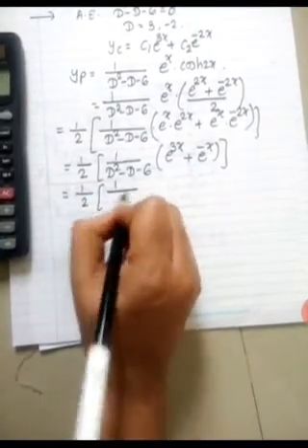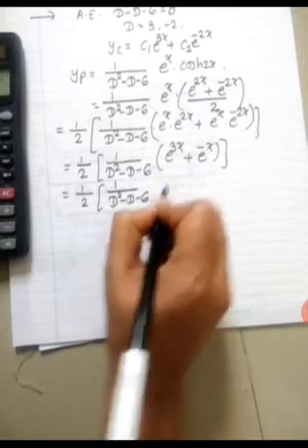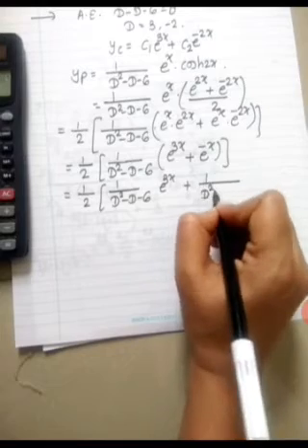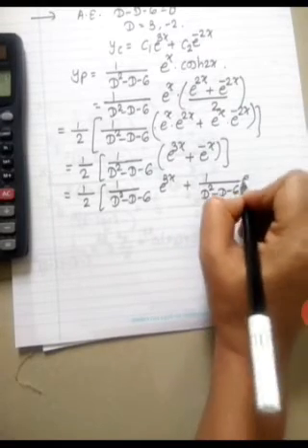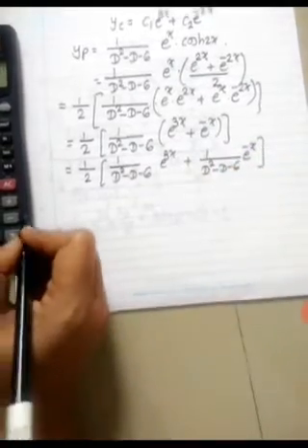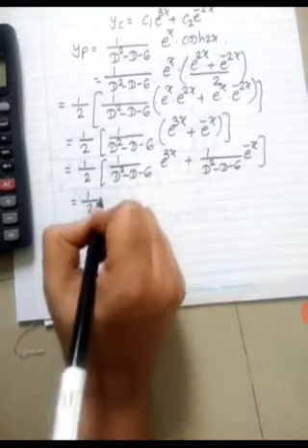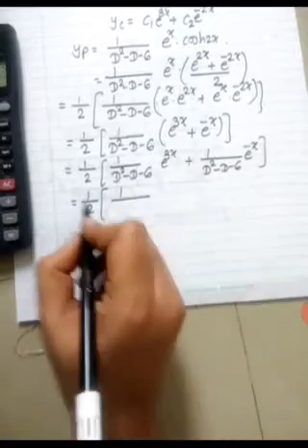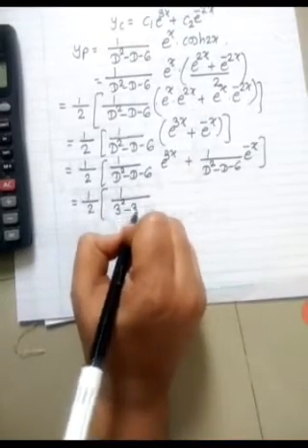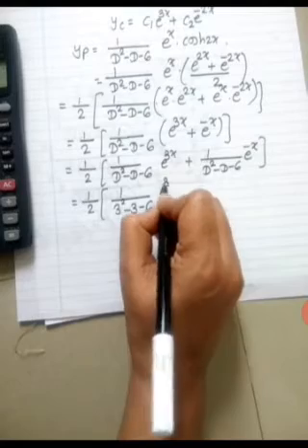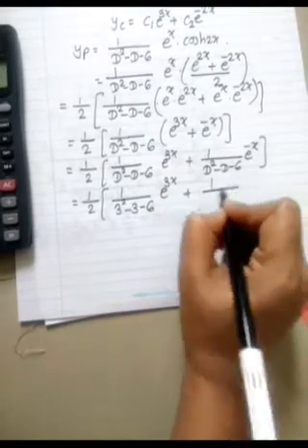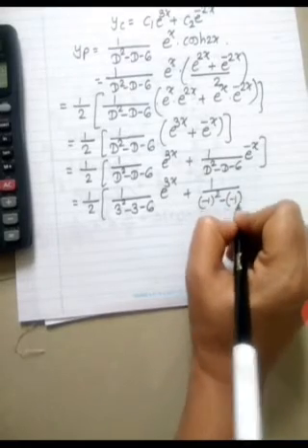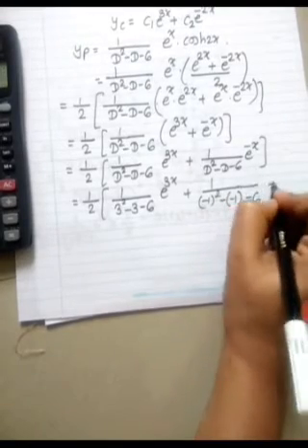So it is 1 upon d square minus d minus 6, e raised to 3x plus 1 upon d square minus d minus 6, e raised to minus x. Now they both are easily each case. So here d is replaced by 3: 3 square minus 3 minus 6, e raised to 3x plus here minus 1: minus 1 square minus minus 1 minus 6, e raised to minus x.